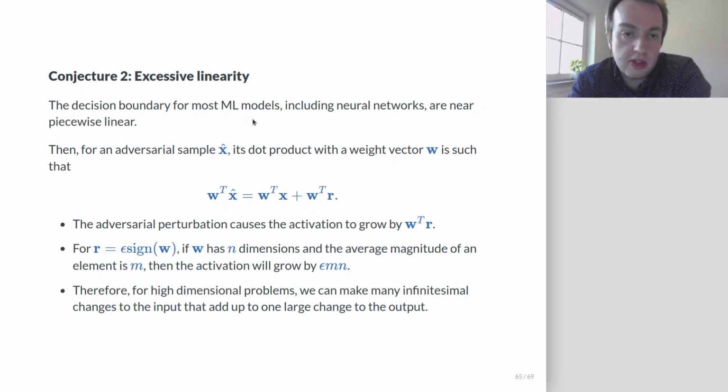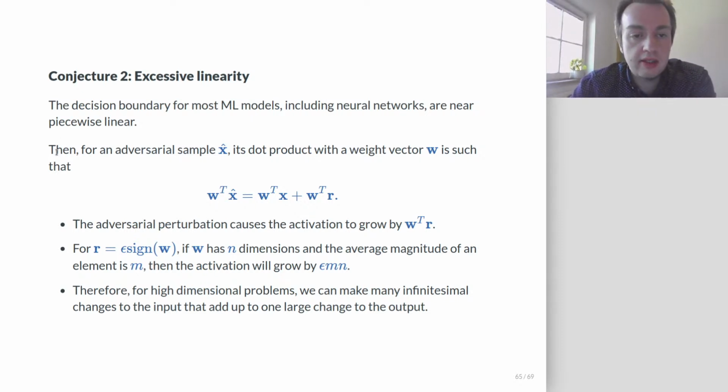Another conjecture is the one of excessive linearity. Basically, remember that if you look at the decision boundary of deep learning models, most of them are piecewise linear. This is typically what you will obtain when you put ReLU activations everywhere in your neural network. At the end of the day, you will have a function with respect to the input space which is piecewise linear. Right? So that means there will be regions in the input space where, everywhere within the region, the output of the network will be just a line or a hyperplane.